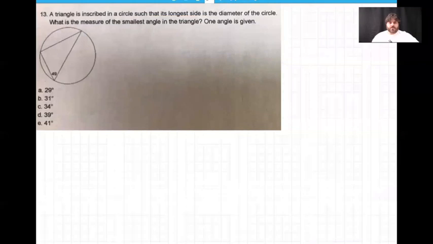All right, a triangle is inscribed in a circle such that its longest side is the diameter of the circle. What is the measure of the smallest angle in the triangle? One angle is given.